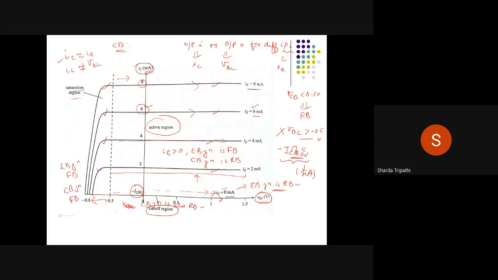Collectively, it will appear as if the current is increasing exponentially in this region. And this exponential increase will saturate as you reach this minus 0.5, where the second junction goes into reverse bias. So based on the output characteristics, we can differentiate the region in which the transistor is being operated. Any doubts?